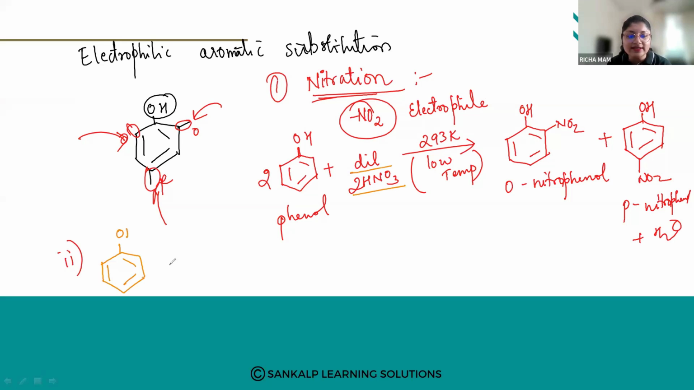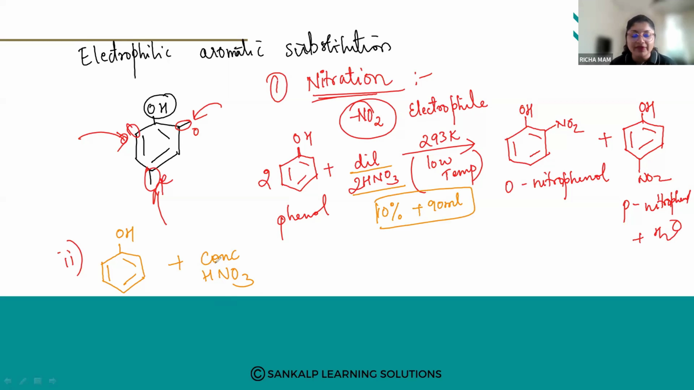Let us take phenol and react it with concentrated HNO3. What does concentrated mean? In dilute, we are diluting it with water. Suppose we are taking 10% concentrated acid, to that we are adding 90 ml of water, and we are making it dilute. Concentrated means we are not adding any water molecules. The acid is in its concentrated form.